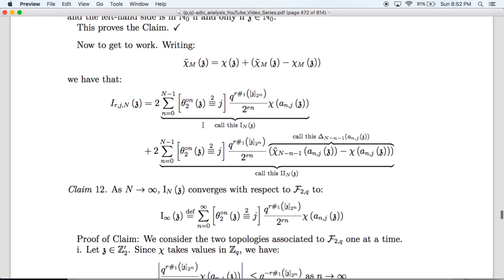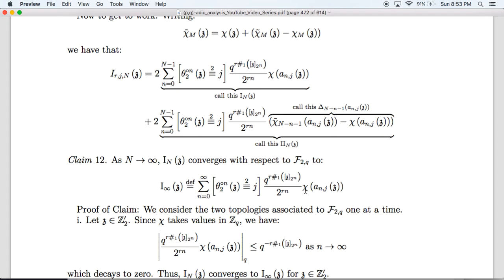First, we're going to deal with the convergence of 1n. And so our first claim is that as n goes to infinity, this converges with respect to f2q. And of course, since we have two topologies to deal with, we'll deal with them one at a time.